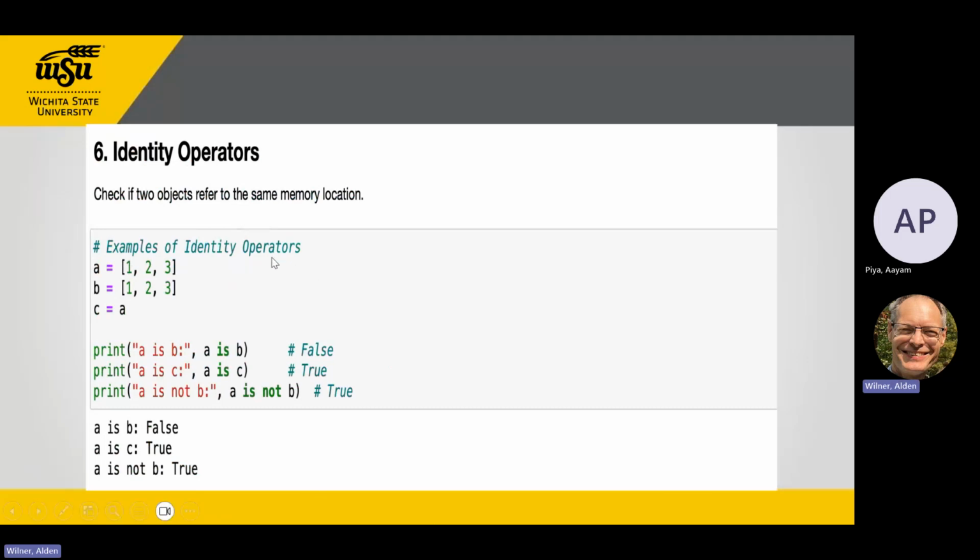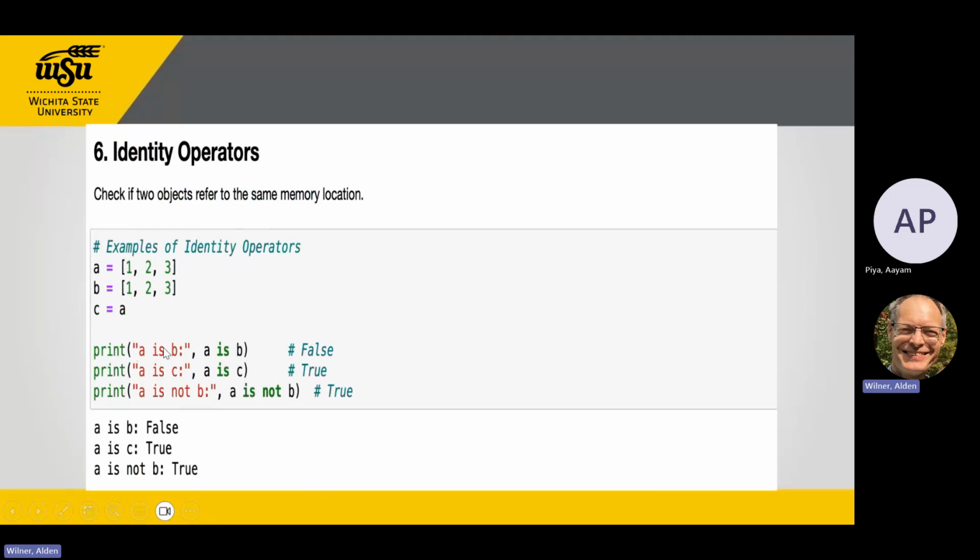So this is a list where the values in the list are 1, 2, 3. You have to imagine that list lives someplace in the memory as your computer is running, and the list has a name, and the name is A. And when I say B equals 1, 2, 3, this is another list. Just because the values in the list are the same doesn't mean they are the same thing, right? So A and B are two different entities. If I say print A is B, it will say false.